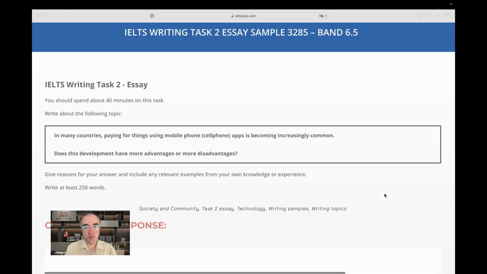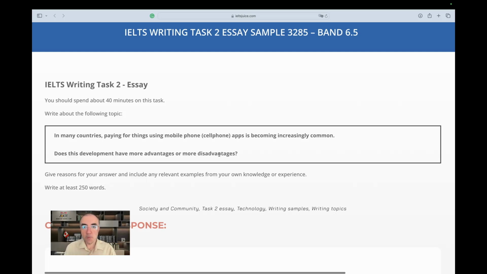Oh, it's a rather short prompt. In many countries, paying for things using mobile phone, cell phone apps is becoming increasingly common. That's interesting. So people pay for their groceries or the items they purchase using cell phone apps. Does this development have more advantages or more disadvantages?